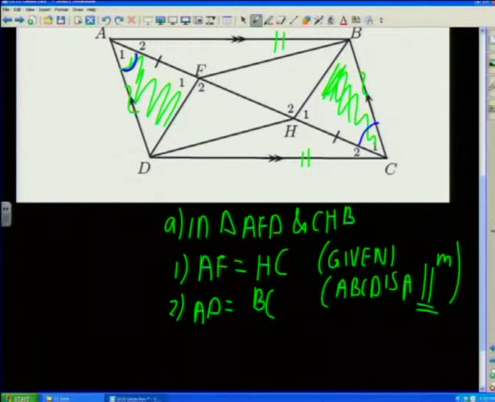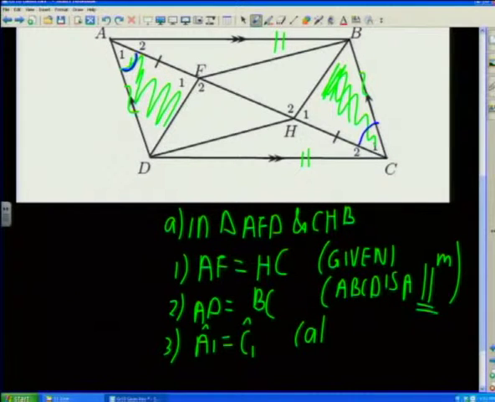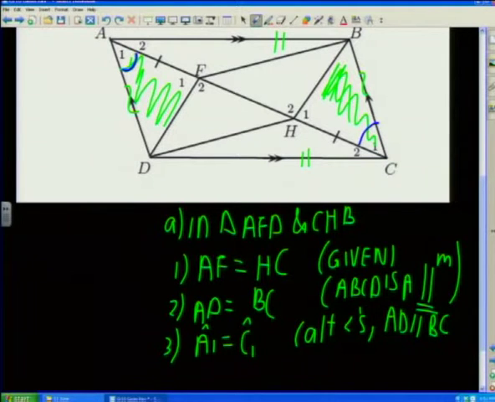Then the other thing that we showed was that angle A1 was equal to angle C1. And the reason for that was alternate angles. And the sides that were parallel there, AD was parallel to BC. So that gave us those alternate angles. All right, so let's have a look at what we've got. We've got two sides equal, and we've got one angle. Is that angle between the equal sides?